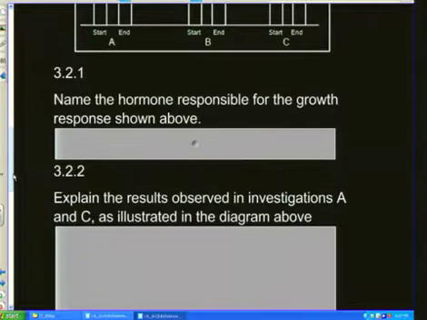Name the hormone responsible for growth response shown here. Auxins. Auxins, excellent.